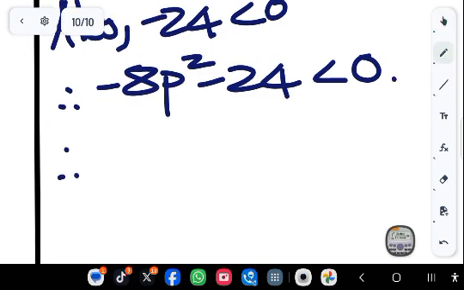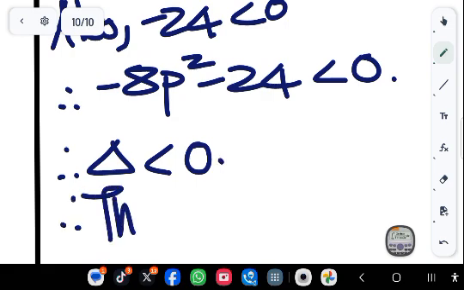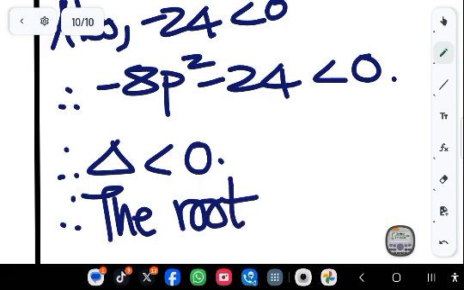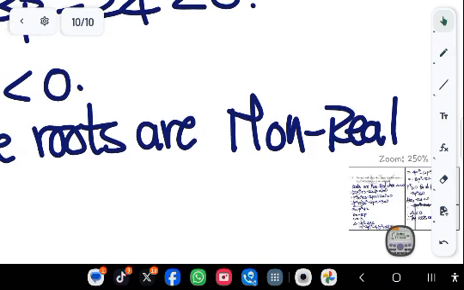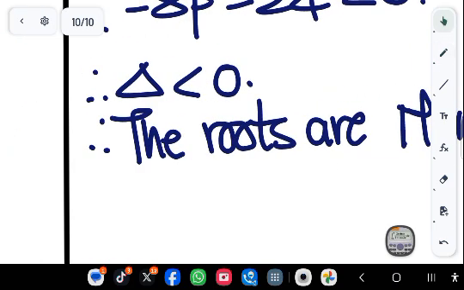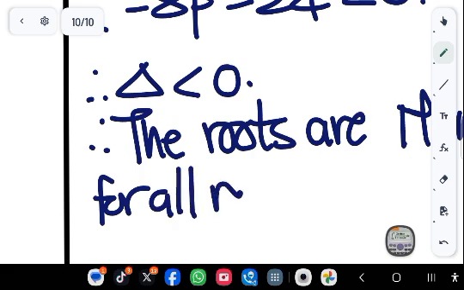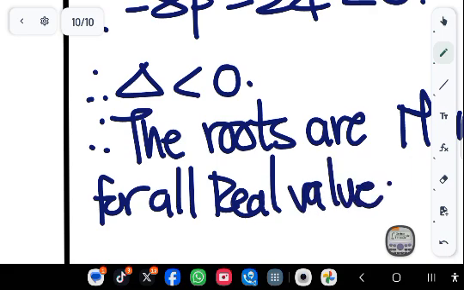Therefore, delta is less than 0, meaning negative, meaning that the roots are non-real because delta is negative. The roots are non-real for all real values of p.